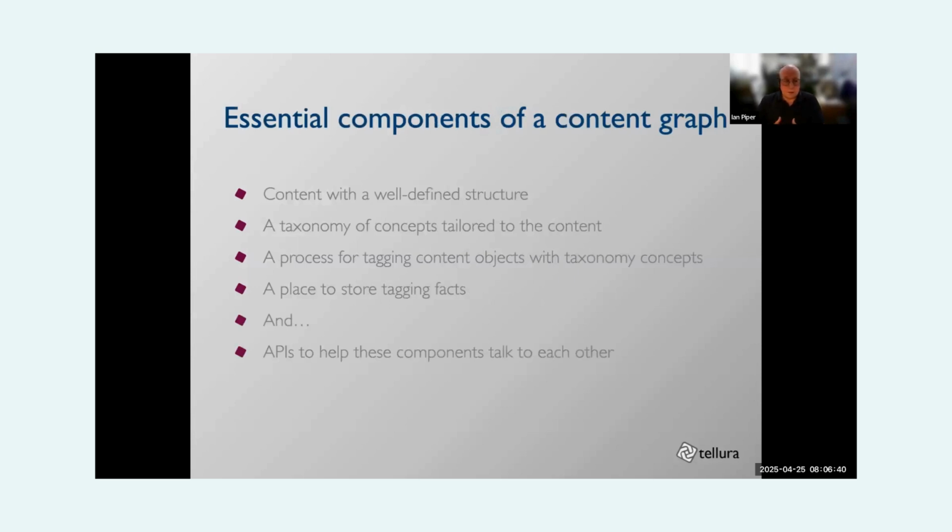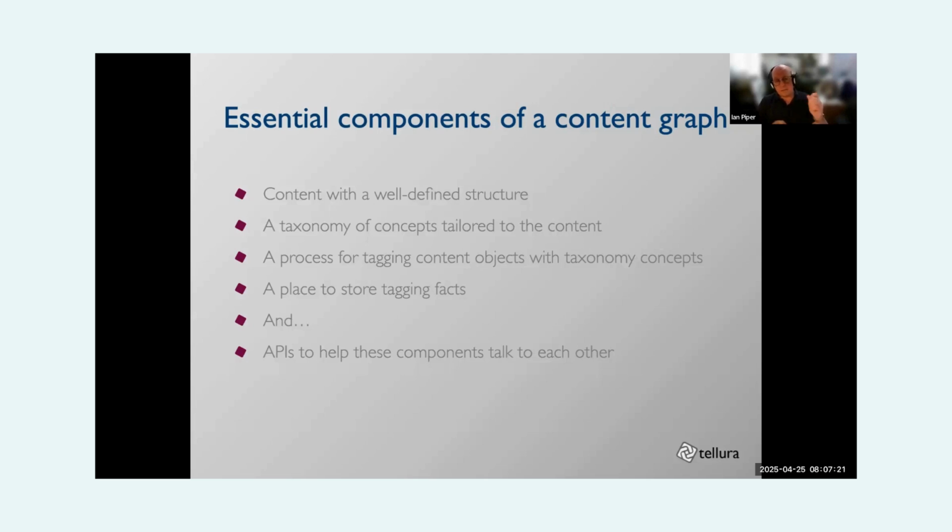So, essential components of a content graph. Well, the core of it is content with a well-defined structure. And I'll talk a little about what I mean by that here. But essentially, I mean anything but a simple blob of text that contains all of the information for a content article or whatever. I mean split down into logical structural components. Second component is a taxonomy of concepts. And when I say taxonomy, I'm almost always talking about a SKOS taxonomy. And I'll describe that in a little more detail later.